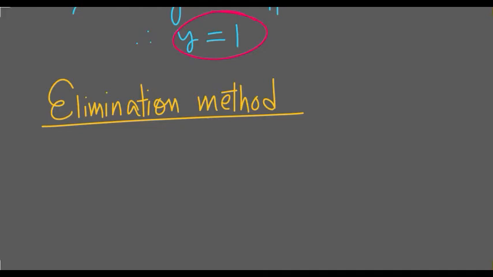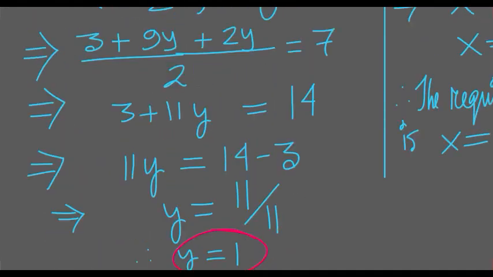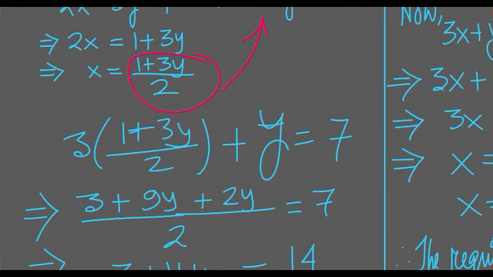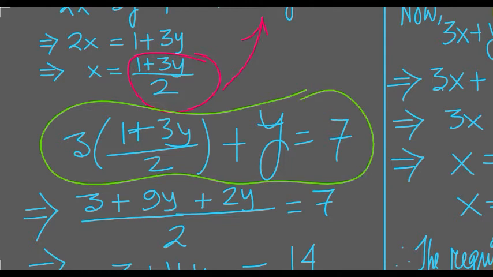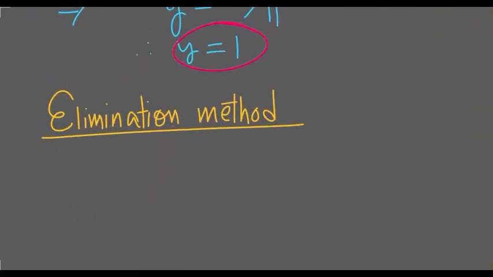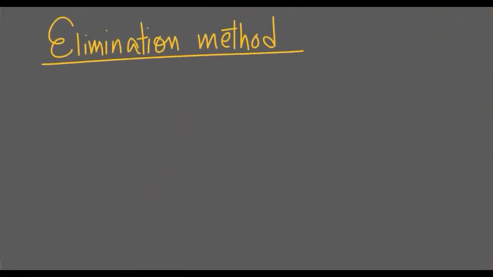In substitution, we converted the linear equation in two variables into a linear equation in one variable, as you can see in this line. We made a substitution using the first equation in the second equation, and we made it a linear equation in a single variable y, right? And in elimination, what we are going to do is eliminate any one of the variables by doing some mathematical operations, and we are going to take the same equations in this method also.